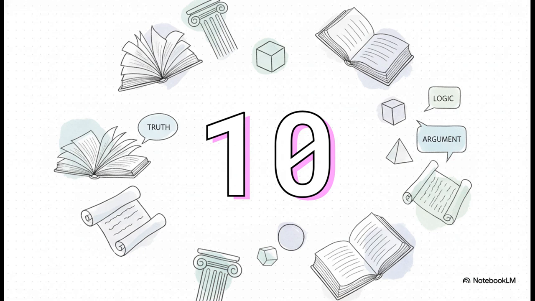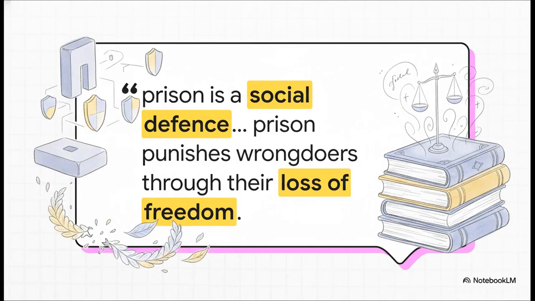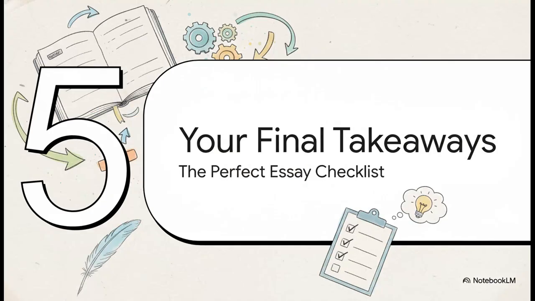And finally, secret number 4. Now this one's a bit more subtle, but it's a super effective technique. It uses formal language to build authority, and specifically it does this by turning actions into solid concepts. Look at the transformation here. Instead of saying, prison defends society, it says prison is a social defense. Instead of saying, they lose their freedom, it's their loss of freedom. This little trick of turning verbs into nouns makes the writing feel more academic and weighty, and it seriously amps up its persuasive power.